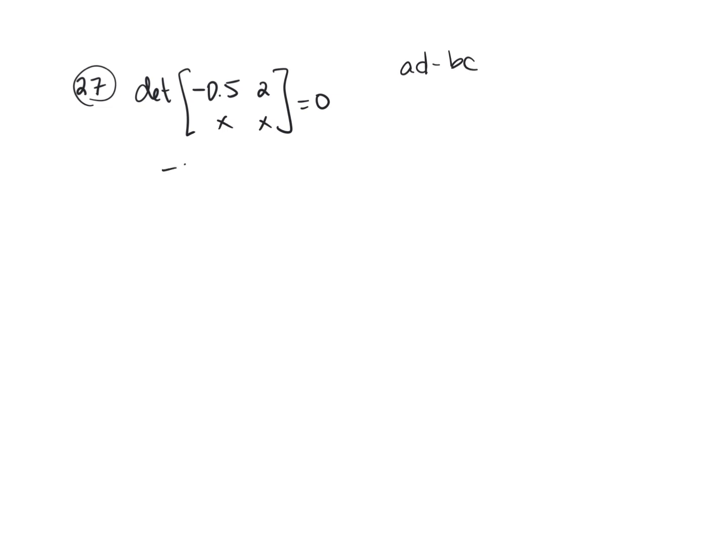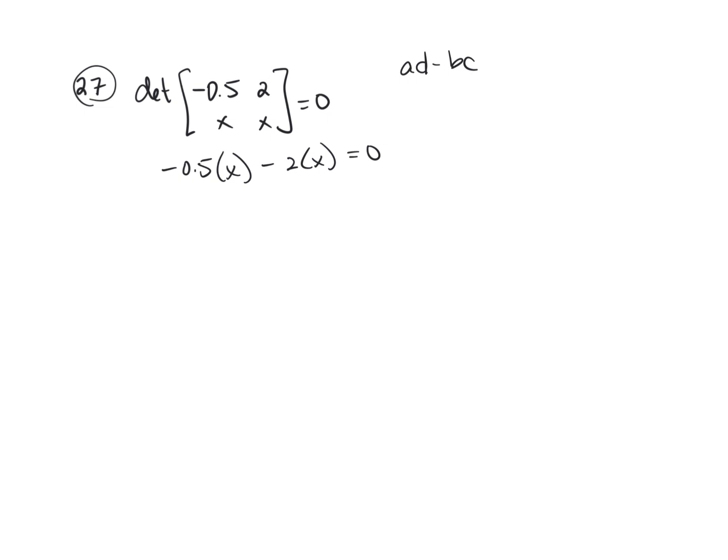So for 27, it says the determinant of this 2 by 2 matrix, it's a square matrix, so we can find the determinant, and it equals 0. So now they've set up an equation, and they want us to solve for x. All right, so first we're going to find our determinant. Since it's a 2 by 2, we can do our AD minus BC shortcut. So we're going to have negative 0.5 times x minus 2 times x equals 0.